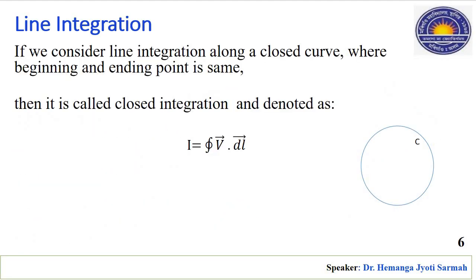Now we are going to closed curves. If we consider the line integration over a closed curve where the beginning and ending points are the same, then the line integration is called a closed line integration, and it can be written as I equal to closed integration of v dot dl.